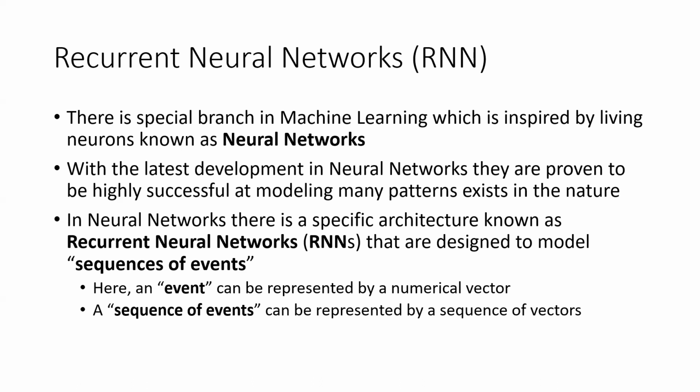So there are different ways that you can model these complex events into a vector so that it can be represented in a numerical format. So a sequence of events means we are going to model a sequence of vectors using these kind of neural network models like recurrent neural networks.